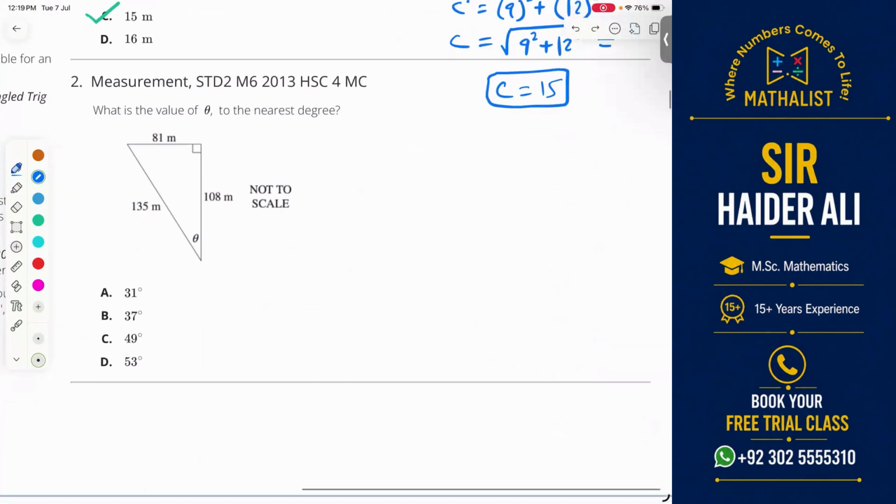Now here you have to find the theta. So which formula can you use here?